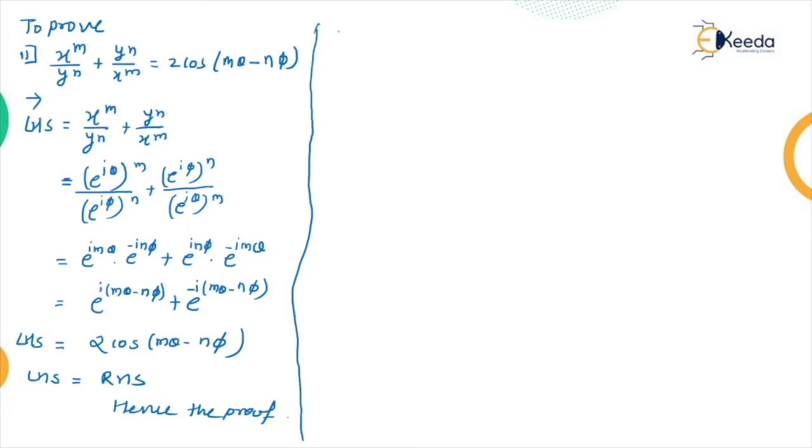Okay, so number 3, to prove, what do we have to prove? Number third: x^m y^n + 1 / (x^m y^n) will equal 2 cos(m theta + n phi). 2 cos of m theta plus n phi.